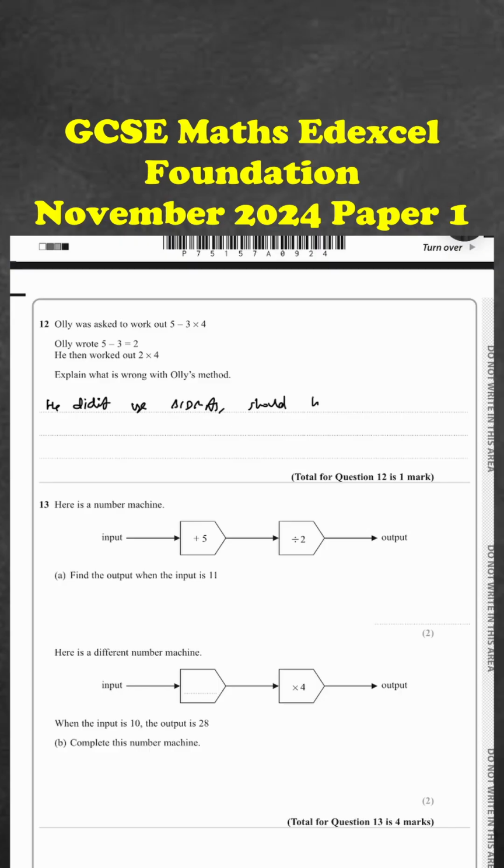Should have done multiplication first. So he should have done 3 times 4 and then did 5 minus that.